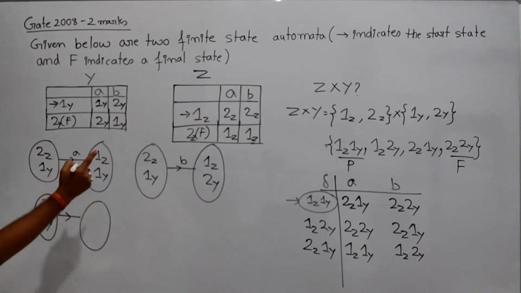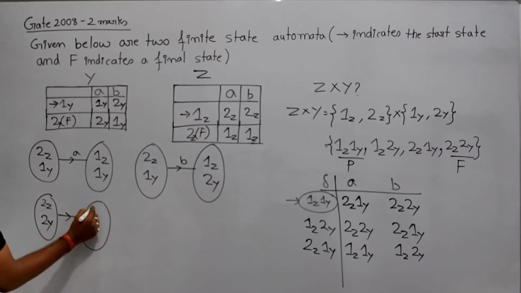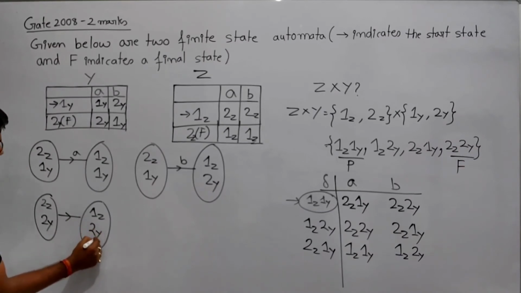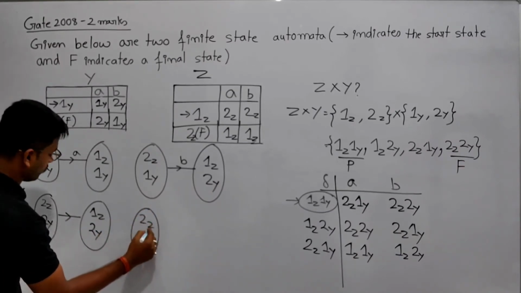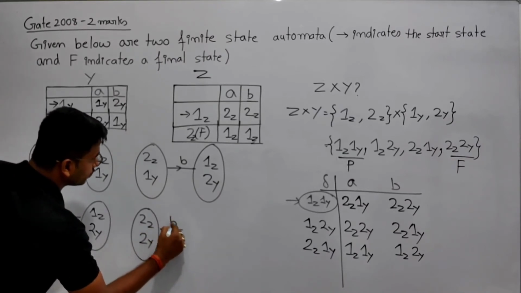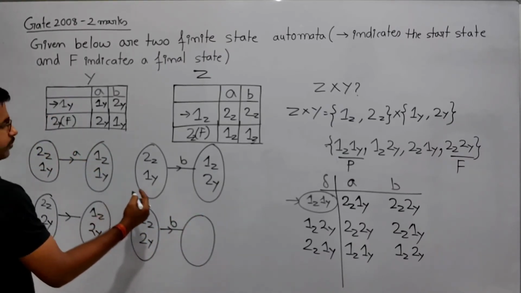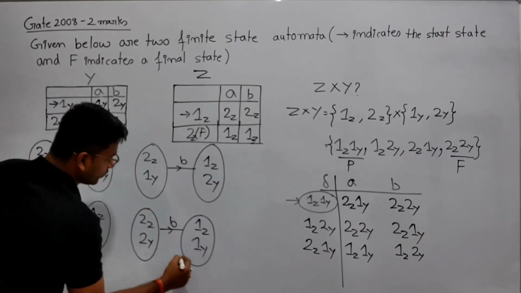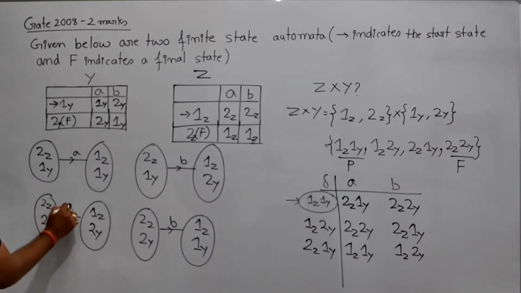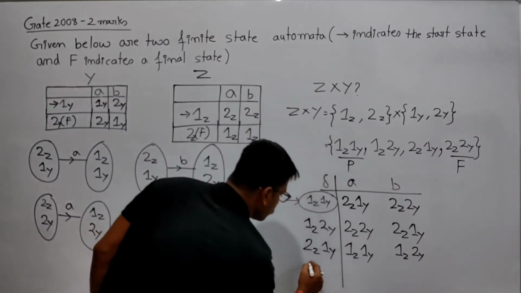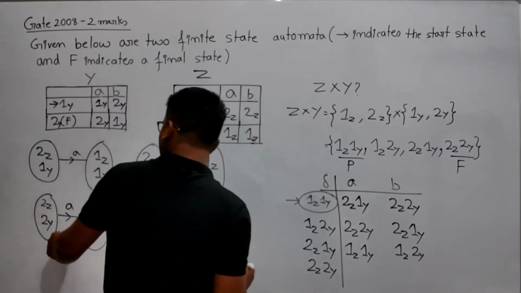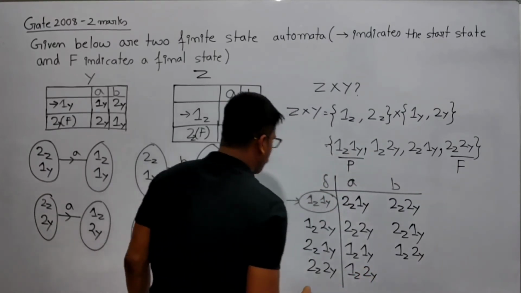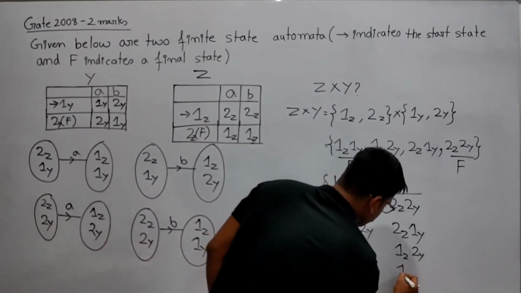So 2z on getting A is going to 1z, and here 2y on getting A is going to 2y only. Similarly 2z 2y on getting B, 2z on getting B it is going to 1z, 2y on getting B it is going to 1y. So 2z 2y on getting B is going to 1z 1y.